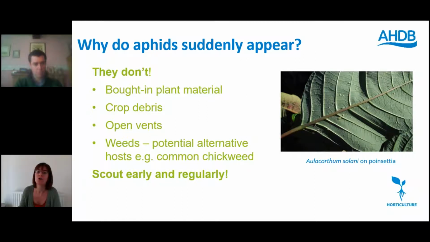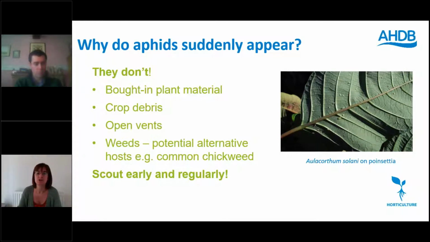Or maybe you've got some plants that haven't been sold and they're just older stock that are sat in a corner. That can be a nice area sometimes for aphids to start building up on. They can come through the open vents as well, just dropping down through the glasshouse vents into the crop and then making a nice little population immediately under the vents. And also weeds.